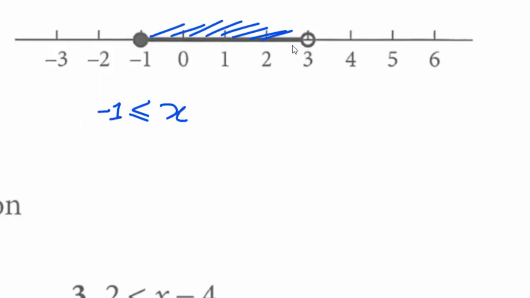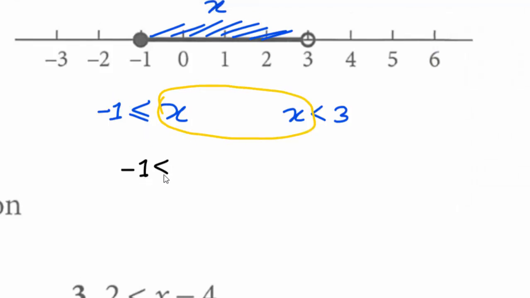The second part of the inequality, using the other side, we call all of these numbers together x. Then x, meaning 0, 1, 2, are less than 3. Now to combine this, we have x repeated twice, so we write only one x between them. Then -1 is less than or equal to x, and x is less than 3. That's how we represent this type of number line.